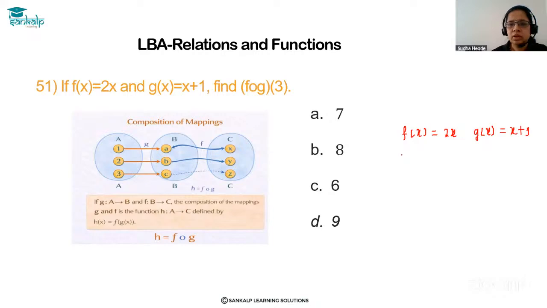Now, f composition g of x, that is equal to f of g of x.